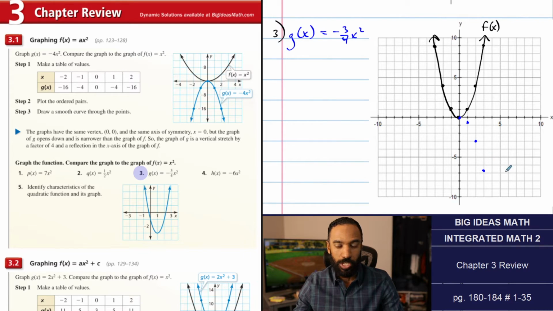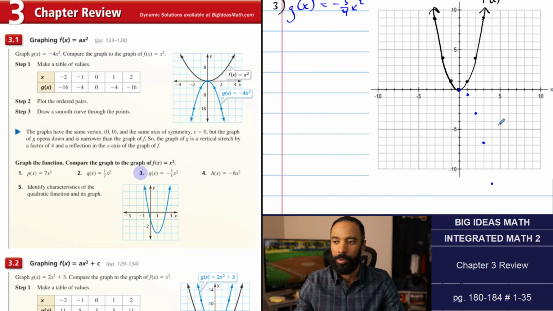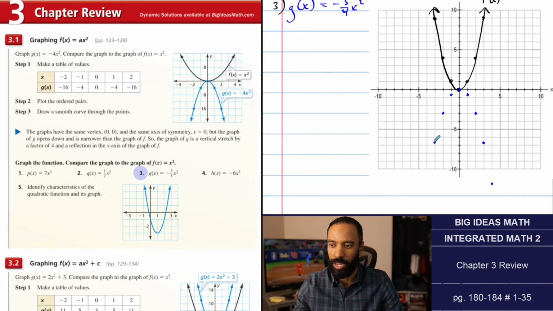3/4 of 16 is 12. Now that can't really fit on this very well. I'll just plot it down there. But you're getting the idea of it, the essence. So -3/4. I'm flipping this over this axis of symmetry right here, which, by the way, is still at x equals 0. And at least we're getting the essence of the graph as we sketch that curve.